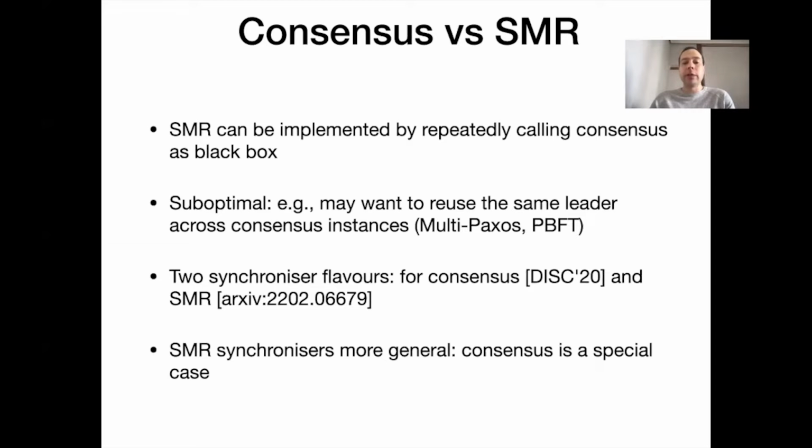So for this reason, we actually proposed two synchronizer flavors. First, we proposed synchronizers appropriate for consensus. That was a paper in DISC 20. And then we generalized it to the case of state machine replication. And that's a paper that's now available on arXiv. So the case of SMR is strictly more general. You can get consensus as a special case. And in the rest of the talk, this is what I'm going to be focusing on.